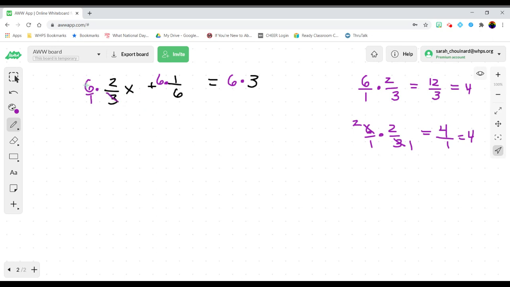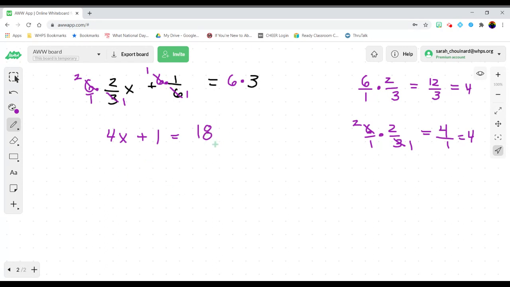So I'm going to just do that here. 3 goes in once, 3 goes in twice. So 2 times 2x is 4x. And then 6 and 6 are both divisible by 6. So that gives us 1. And so it's really 1 times 1, which is 1. And then 6 times 3 is 18.